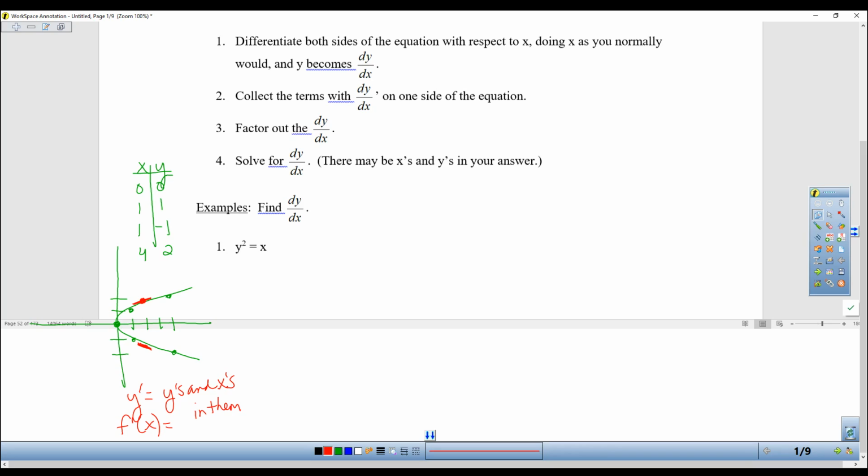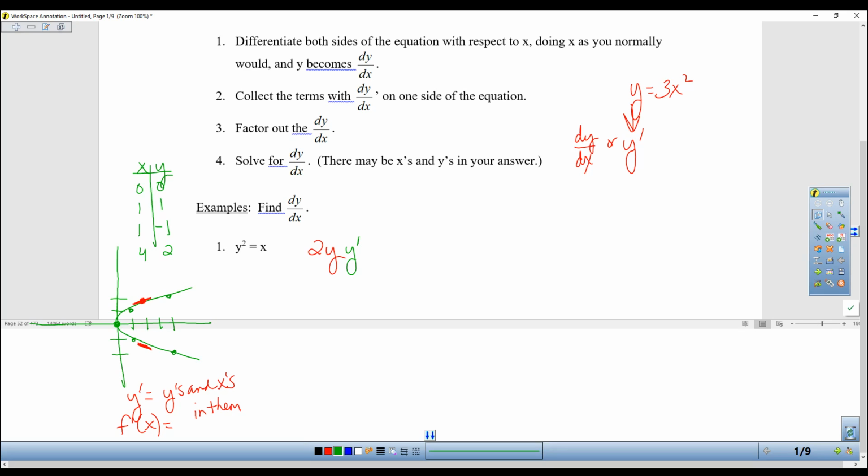So the key is you just have to differentiate like you normally would. When you see a y squared, you're going to write it as 2y. But think about this. What do you normally write when you take the derivative of y? If you had y equal to 3x squared, when you took the derivative of this side, wouldn't you write y prime or dy dx, right? So that's what you have to do. Even though you got to do the 2y, you still have to write y prime.